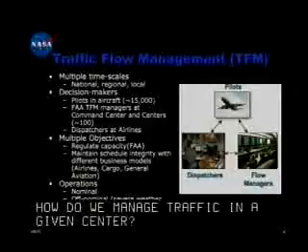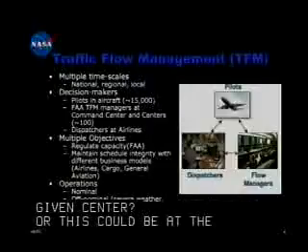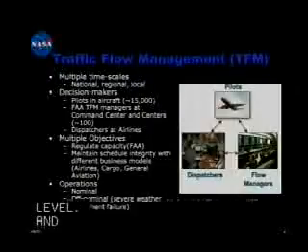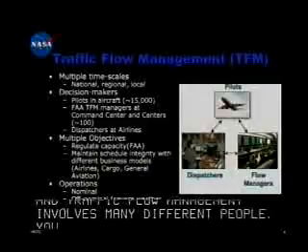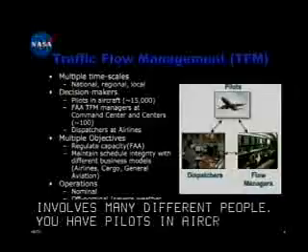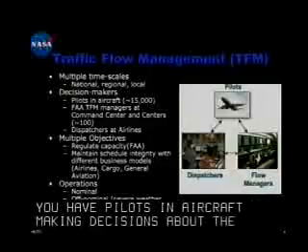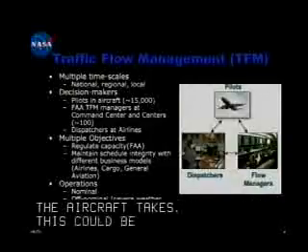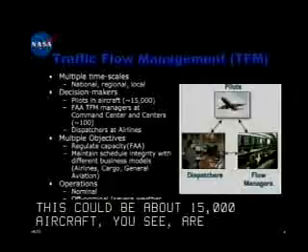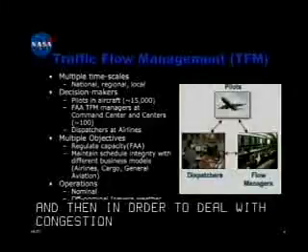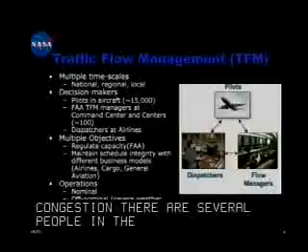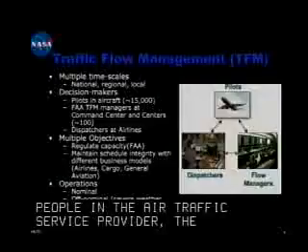And traffic flow management involves many different people. You have pilots in aircraft making decisions about the route the aircraft takes. This could be about 15,000 aircraft if you are planning an interval for about 4 hours. And then in order to deal with congestion, there are several people in the air traffic service provider, the FAA in the United States, both at the command center and at the center.